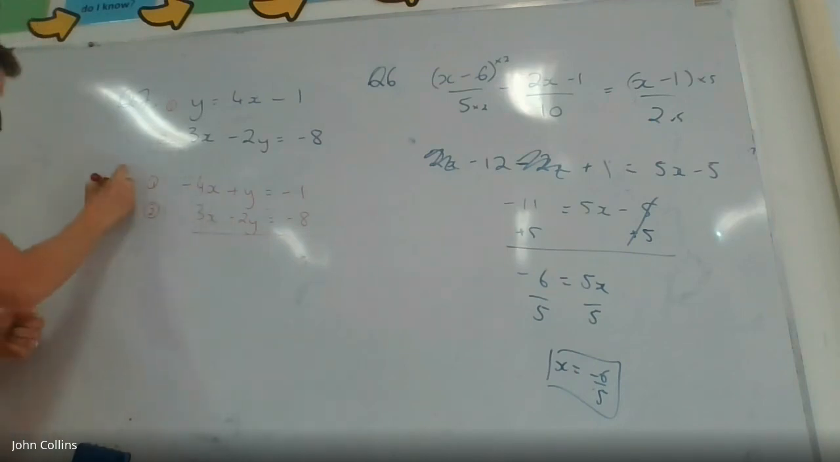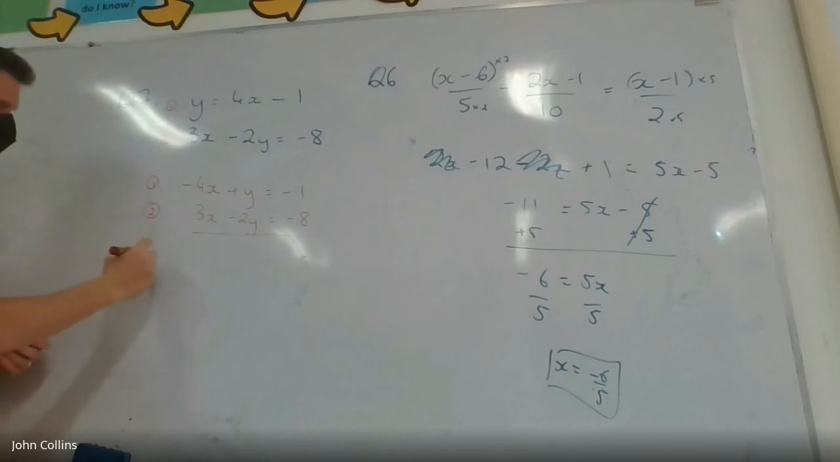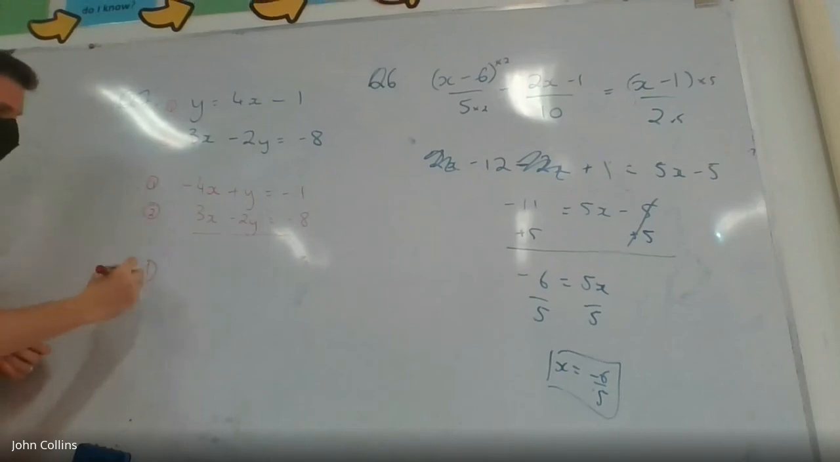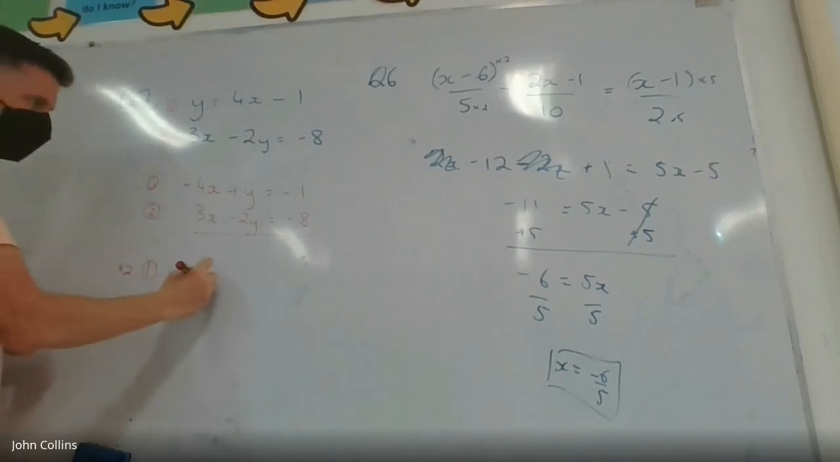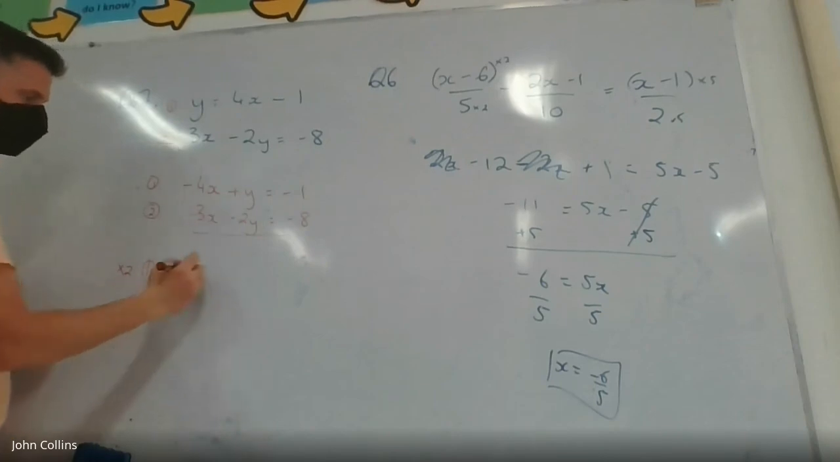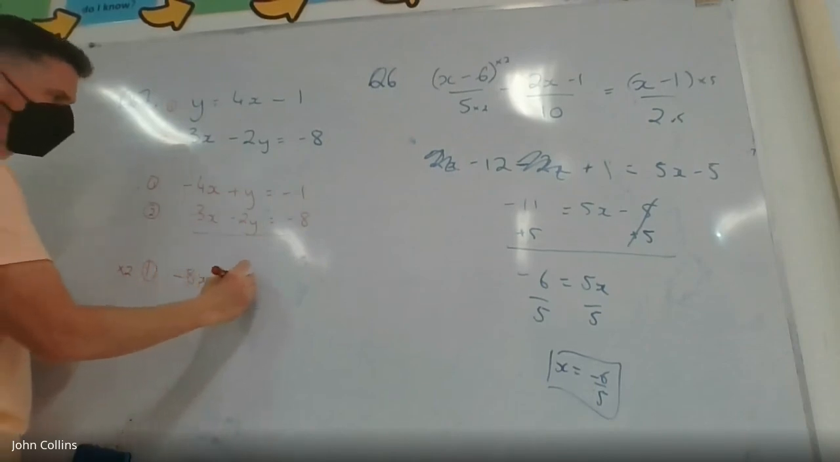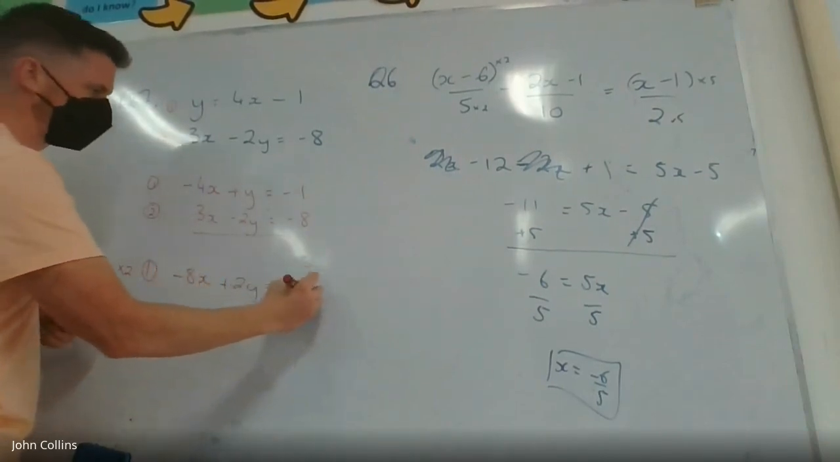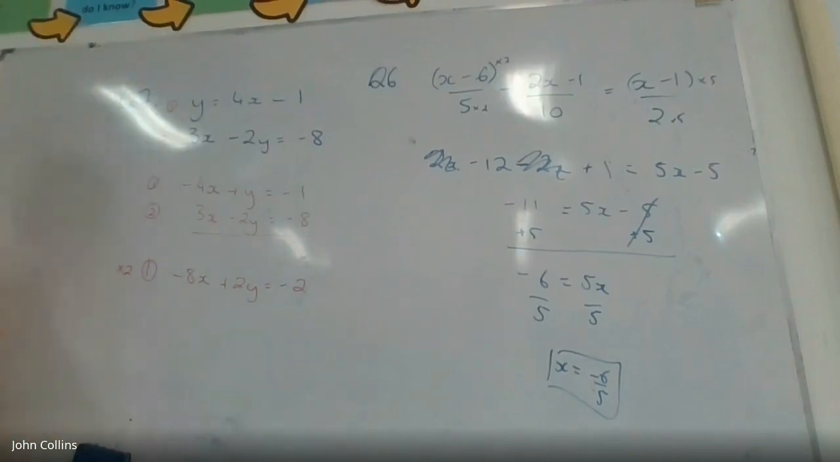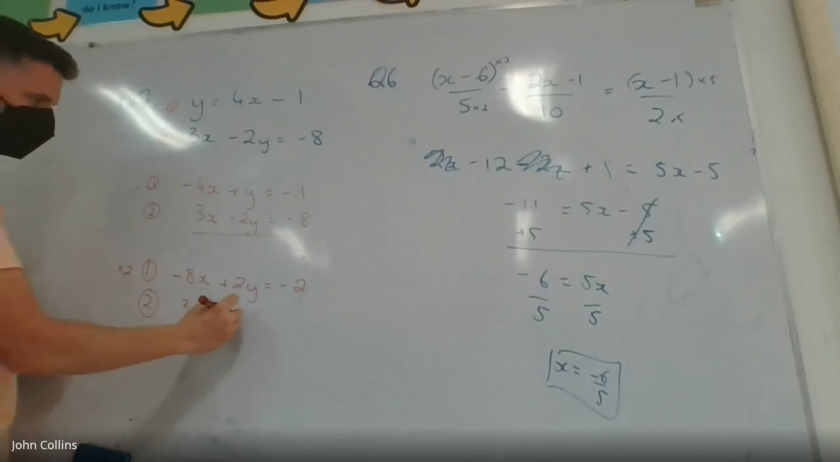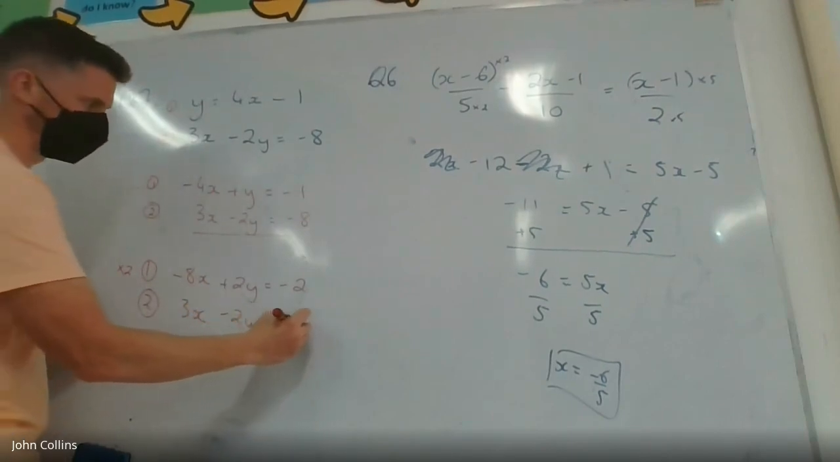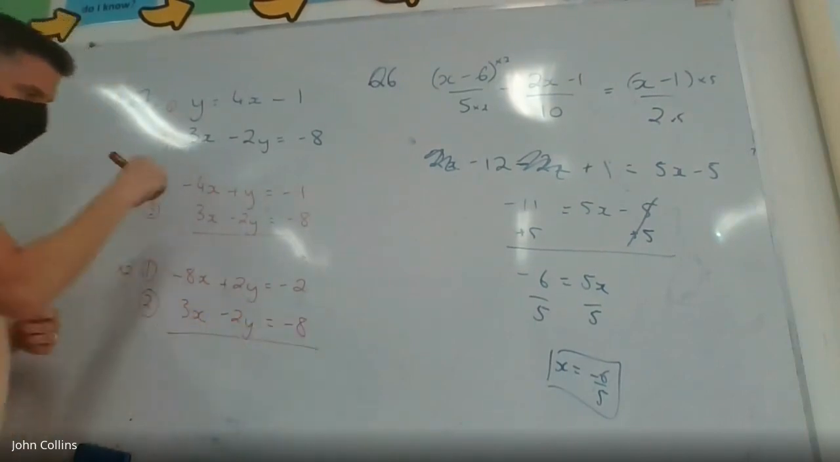So I'm going to multiply this line by 2. In the next line, this first line I'm going to multiply by 2. Not minus 4x, minus 8x now. Plus 2y is equal to minus 2. All right, just pick 2 out of the top of my head. Why on earth did I do that? This one stayed the same. Now I'm going to add down.